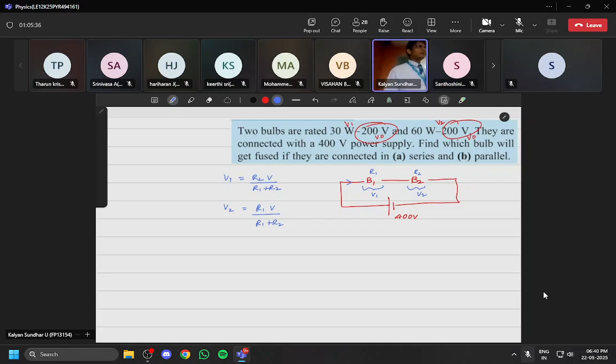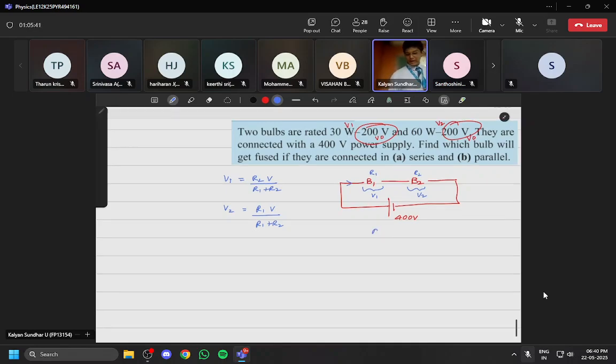We have to find out your resistance first. How will you find the resistance? What is the resistance formula? R1 will be equal to V0 square by P of 1. Correct? I have always said that we should find it using the standard values. And similarly, R2 will be equal to V0 square by P2. So V0 square, how much is this? 200. So 200 square divided by 30 for R1, and R2 will be equal to 200 square divided by the power of this, which is 60.